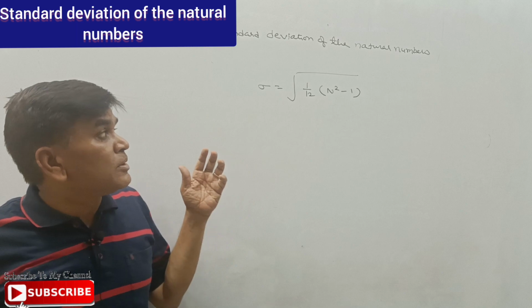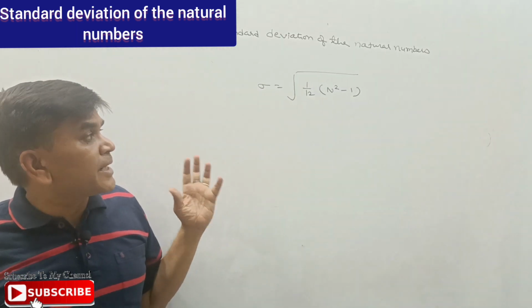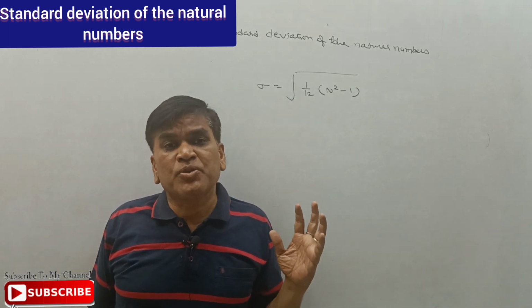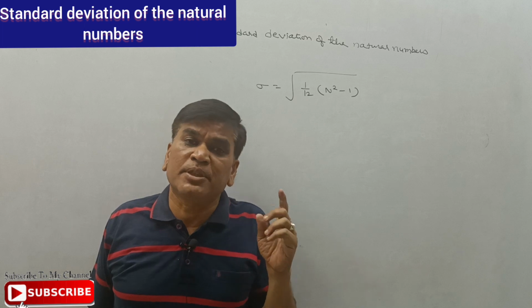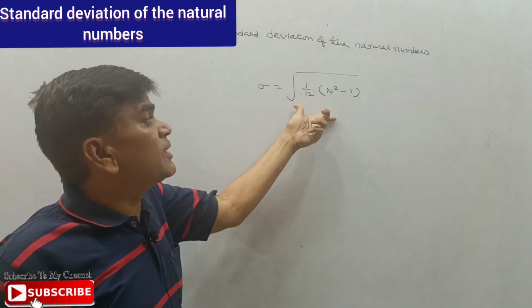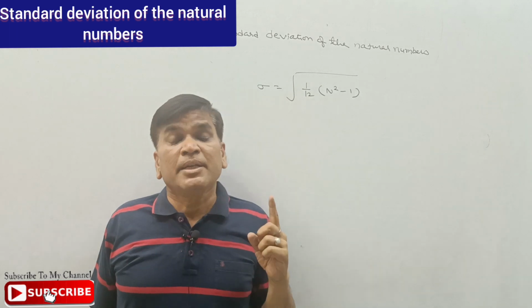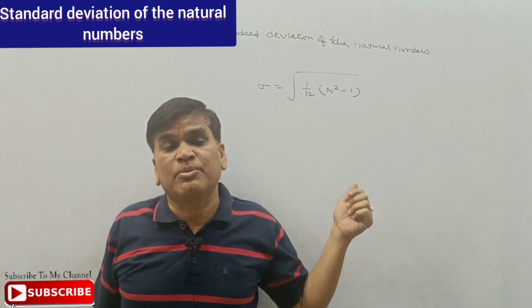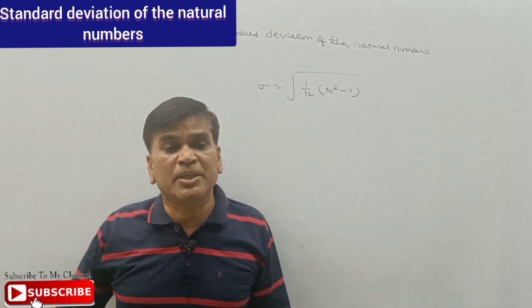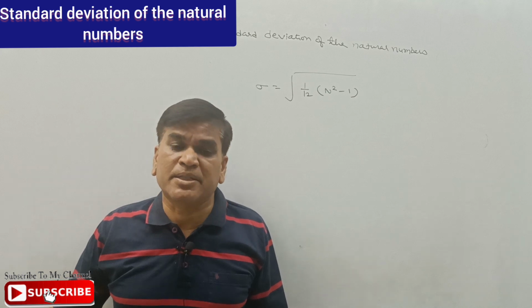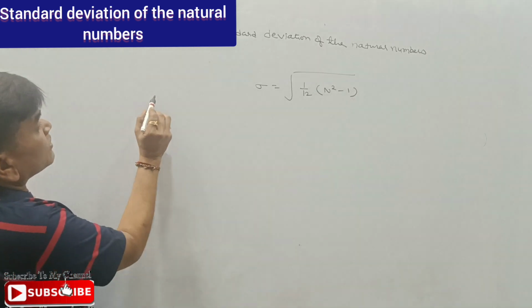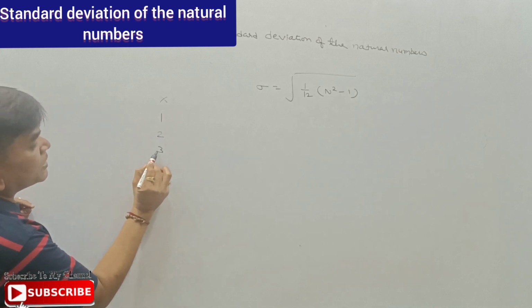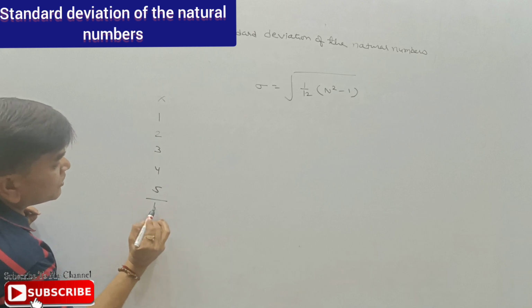First, I should prove that this formula is correct. So we calculate the standard deviation of the first 5 natural numbers with the old method, then with this formula, and if the result is the same, we can use the formula for natural numbers. Standard deviation is equal to under root 1 by 12 into n squared minus 1. Suppose I calculate for 1 to 5: 1, 2, 3, 4, 5. The total is 15.